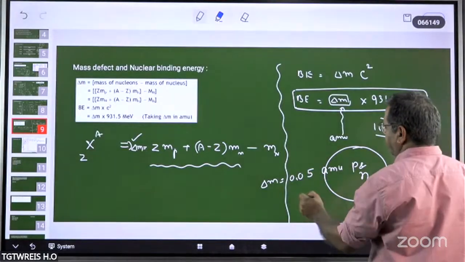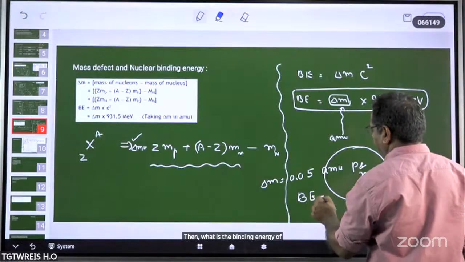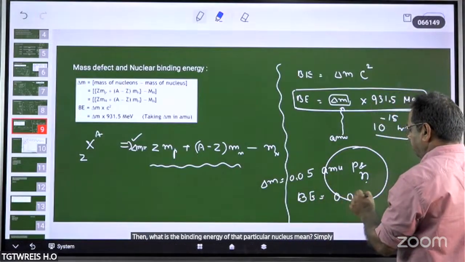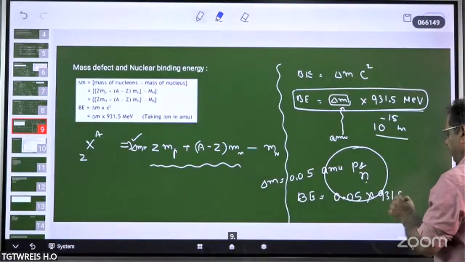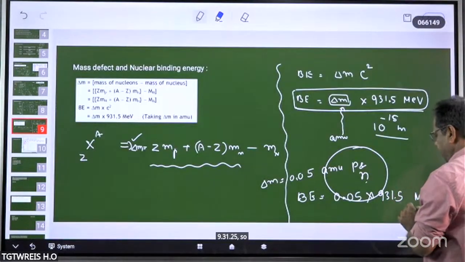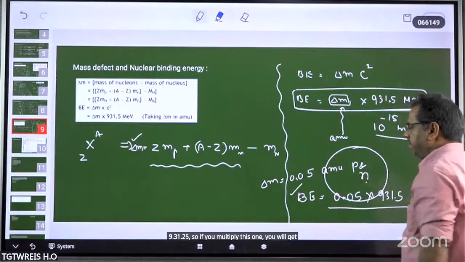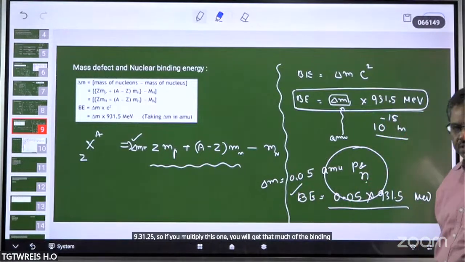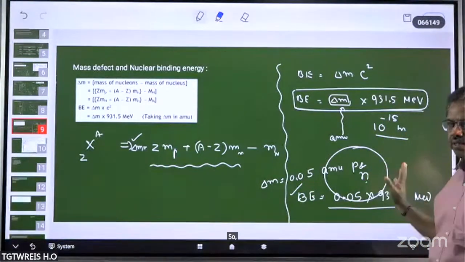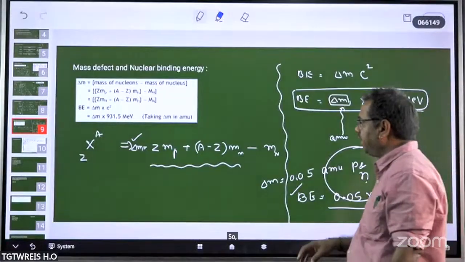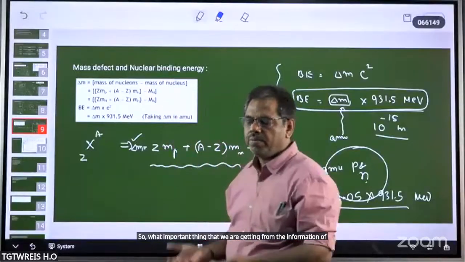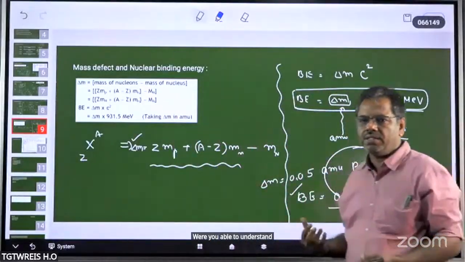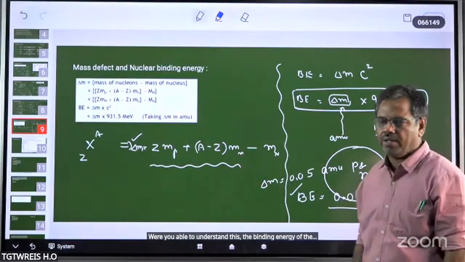Then what is the binding energy of that particular nucleus? Simply 0.05 into 931.5. If you multiply this, you will get that much binding energy of the given nucleus. Like that we can calculate. So the important thing we get from the mass defect is that we are able to understand the binding energy of the given nuclei.